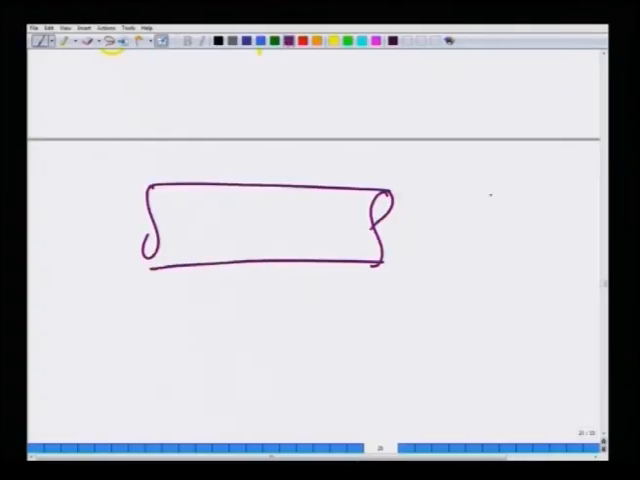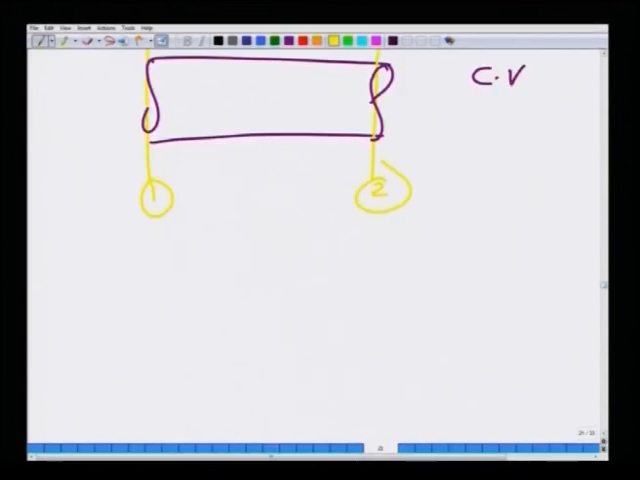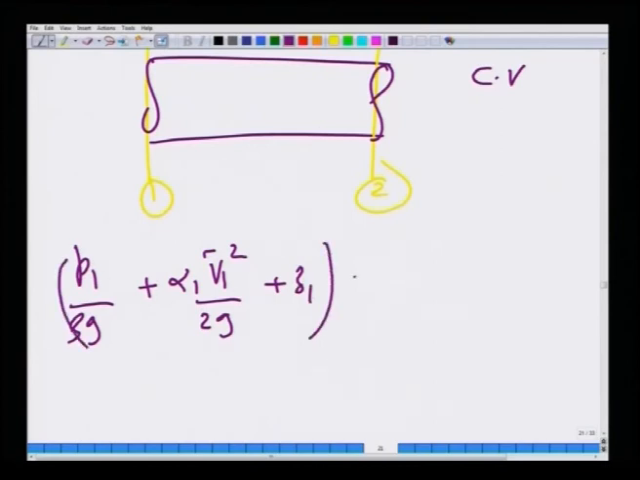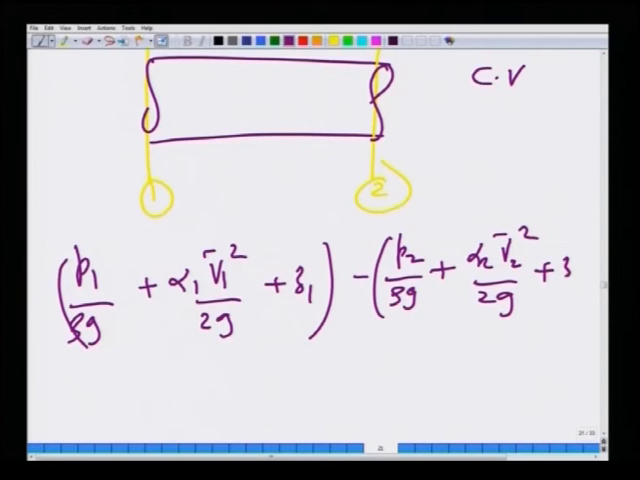So, suppose you have a straight section of the pipe. This is my control volume. I have a straight section of the pipe, a control volume, and station 1 and station 2. I want to write the energy balance between these 2 points. So, I have P1 by rho g plus alpha 1 V1 squared by 2g plus Z1, minus P2 by rho g plus alpha 2 V2 squared by 2g plus Z2, is equal to the only loss, the head loss in the pipe, and that can be obtained from friction factor charts, as I will just show you.